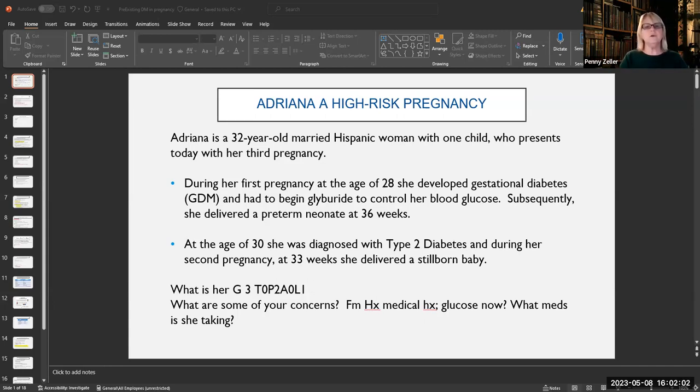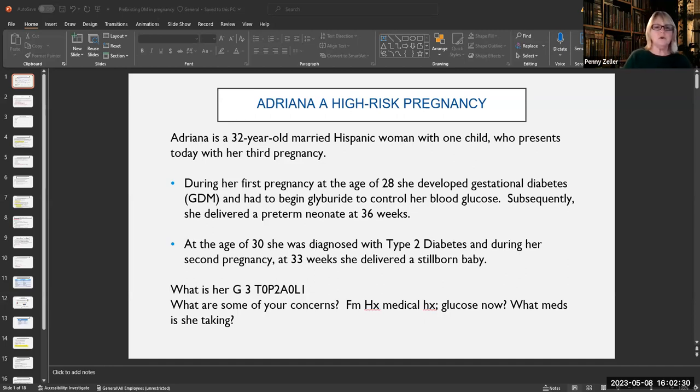So now she's coming in with her third pregnancy. Okay, her first pregnancy, she was 28 years old. She had gestational diabetes. She developed type 2 diabetes. Her second pregnancy, she had a stillborn baby, because she was a type 2 diabetic. Now she comes in today to see us, and she's pregnant again, number 3.